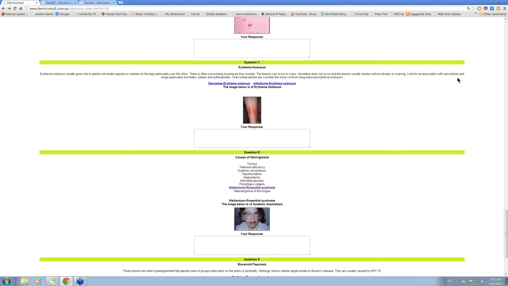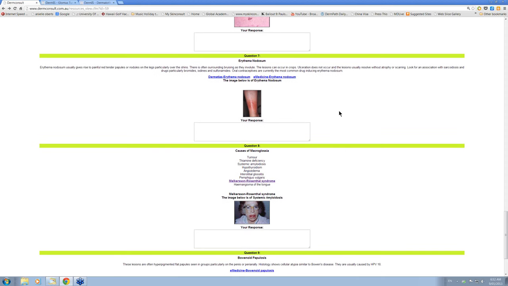Look for an association with sarcoid and drugs. In the old days, bromides, iodides, sulfonamides. And oral contraceptives, I think they're currently the most common drug inducing erythema nodosum. I suppose because there are so many people on it.